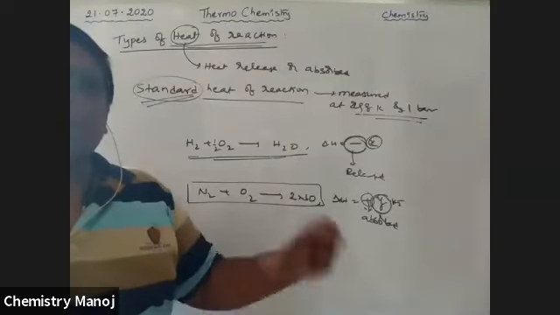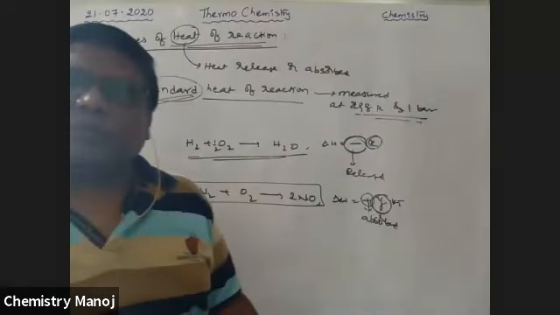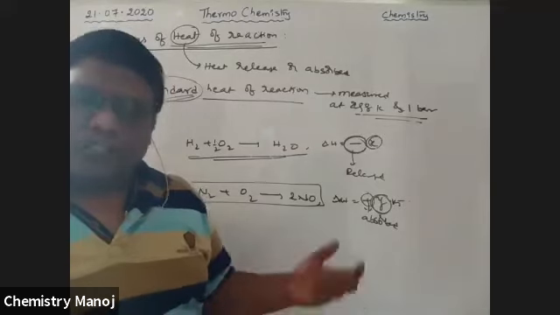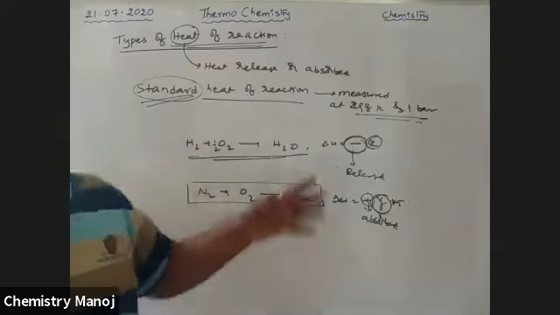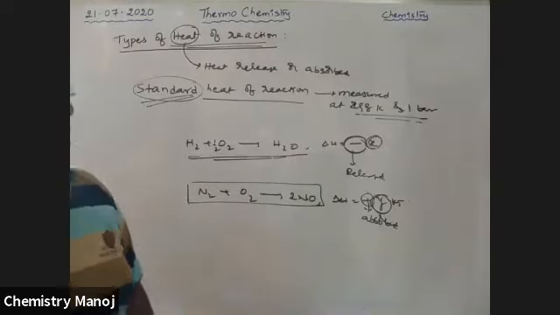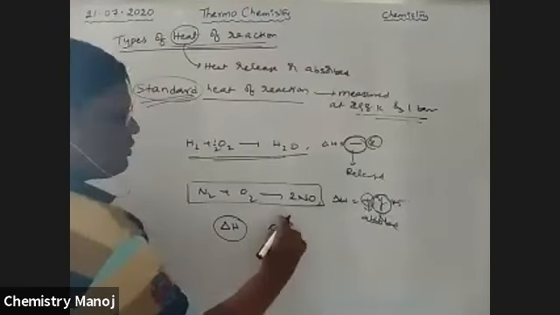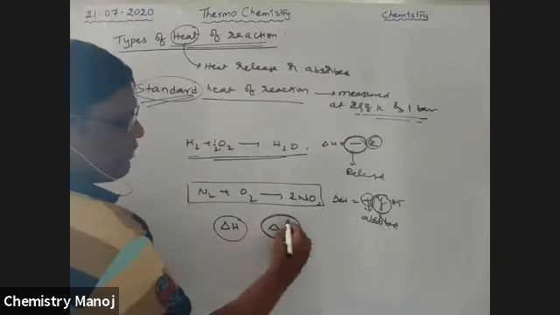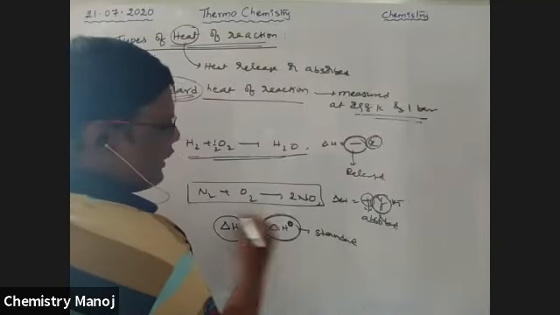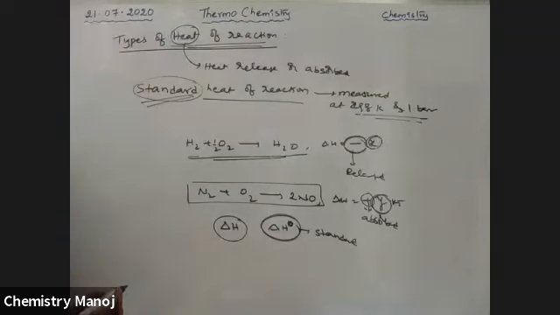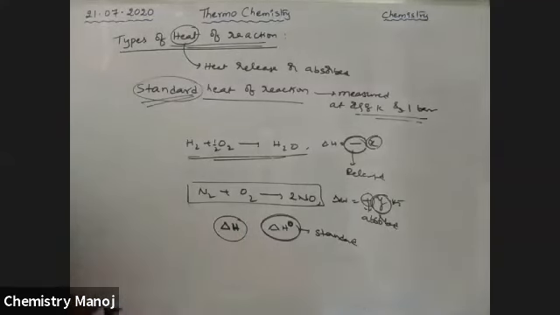That means heat of reaction is measured at standard conditions. What are the standard conditions? 298 Kelvin and 1 atmosphere, or 1 bar, pressure. If you measure the value at standard conditions, that is called the standard heat of reaction. So delta H is the heat of reaction, and delta H naught is the standard heat of reaction. The naught symbol indicates standard; without it, it is at normal conditions.